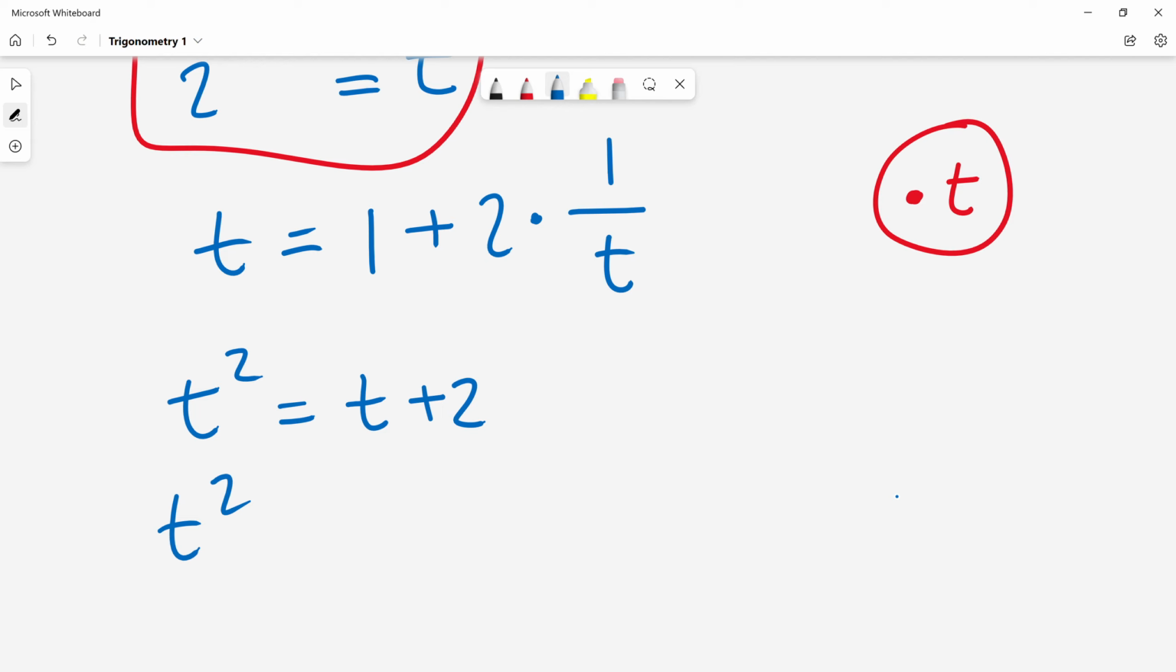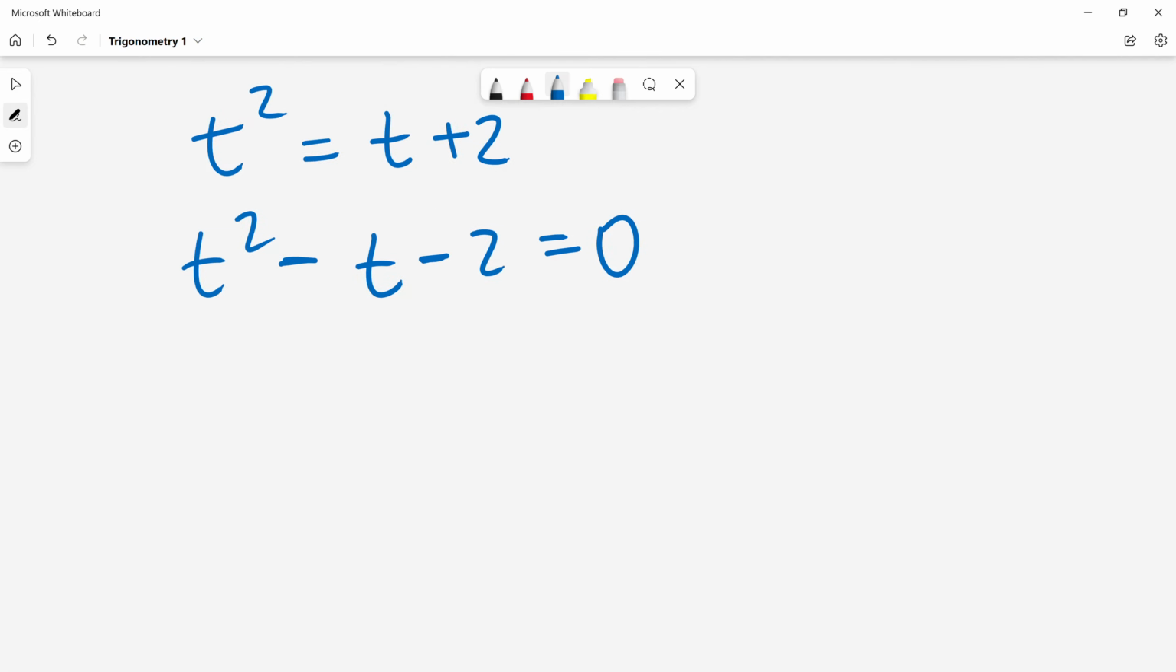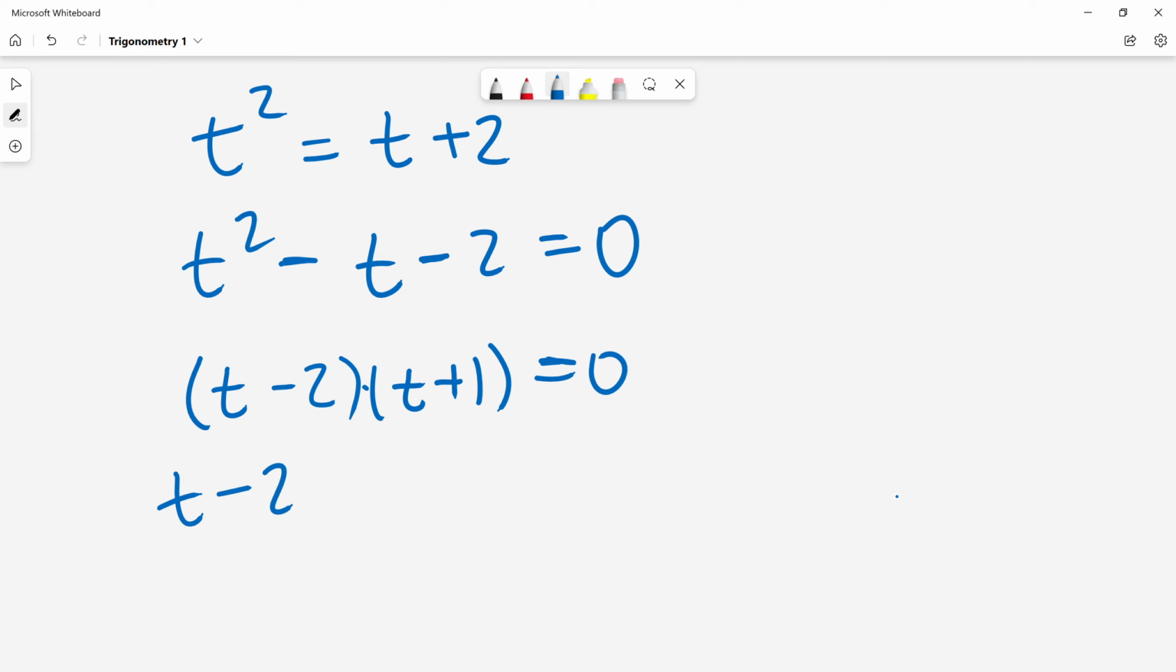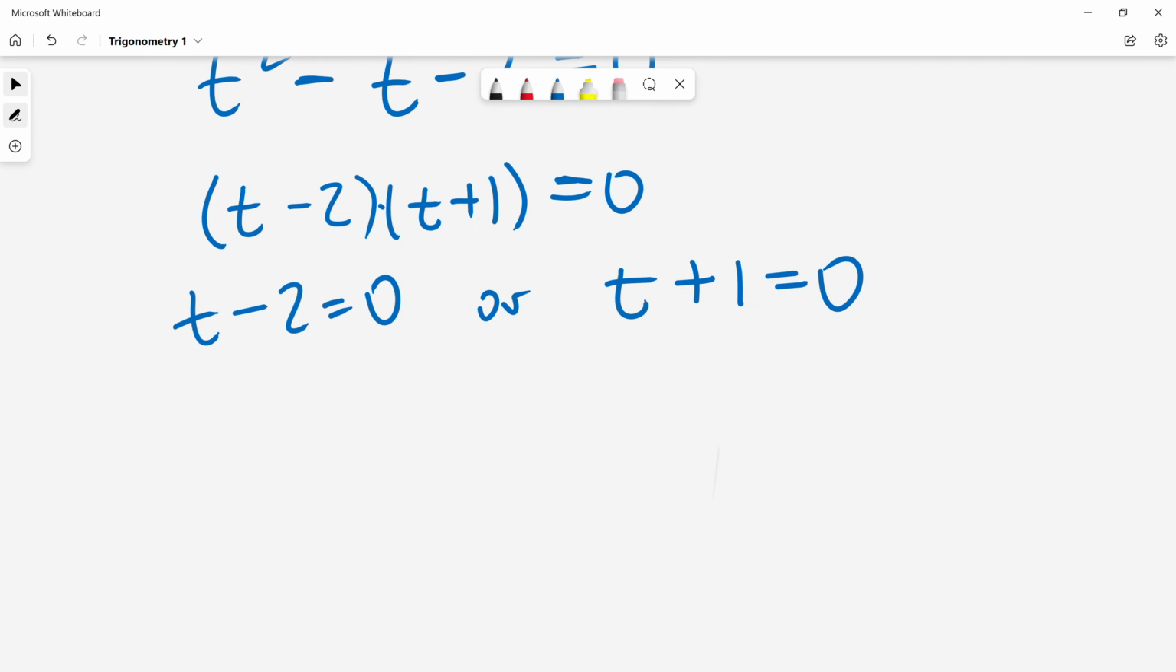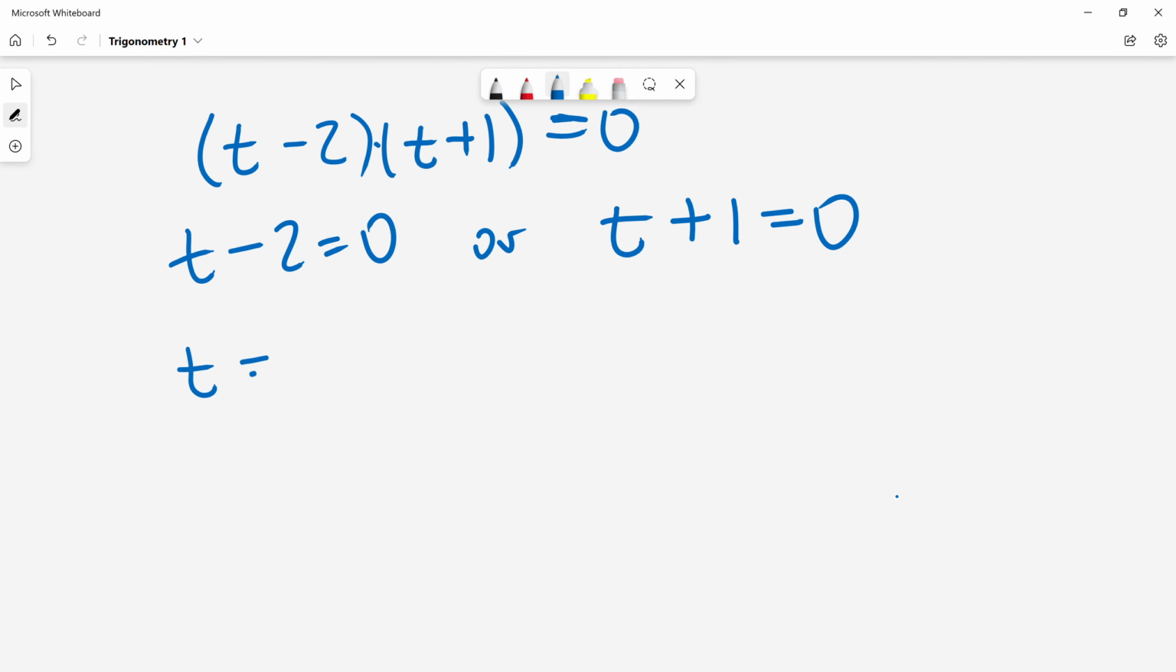So t squared minus t minus 2 will be equal to 0. Now factorizing this quadratic equation, I have t minus 2 times t plus 1 is equal to 0. So t minus 2 will be equal to 0, or t plus 1 is equal to 0. So my t will be equal to 2, or my t is equal to negative 1.